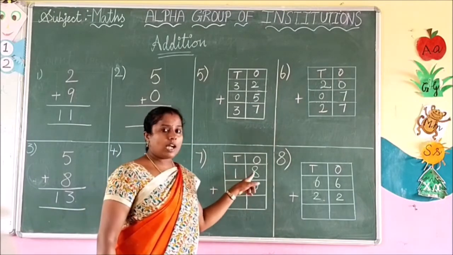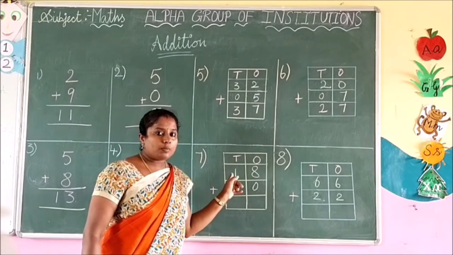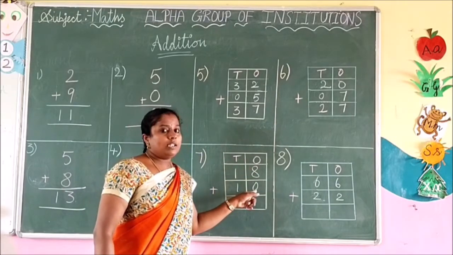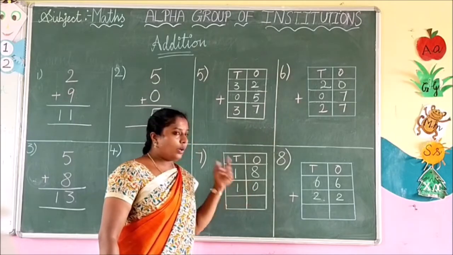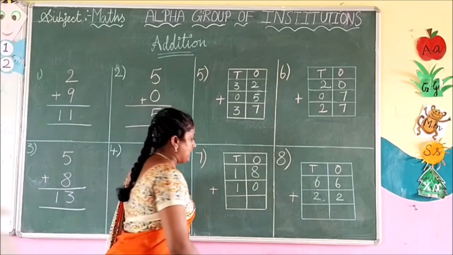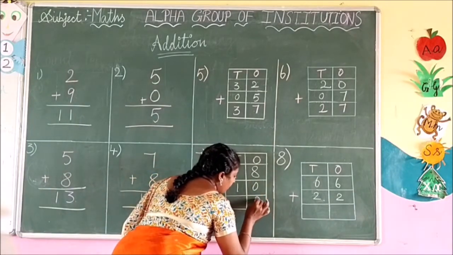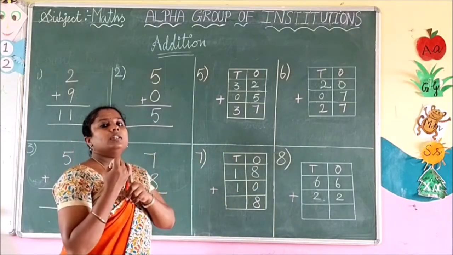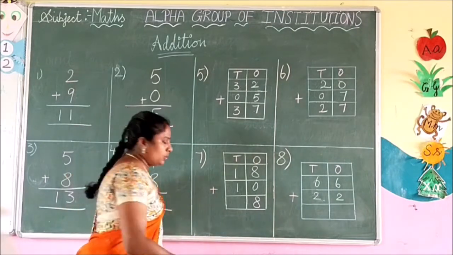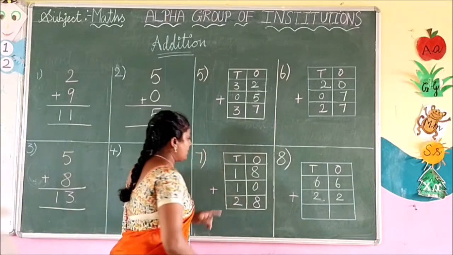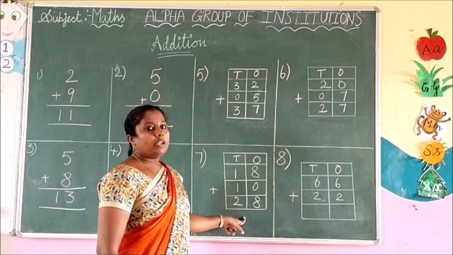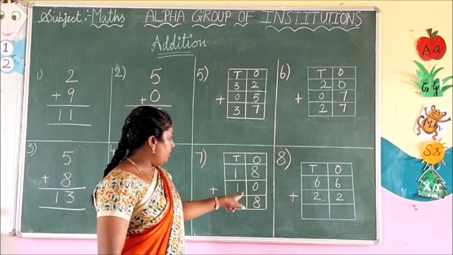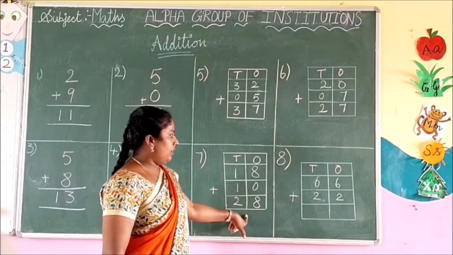So first we have to start from ones place or tens place? From ones place. So 8 plus 0, 8. The same number only will come. Then 1 plus 1. What is the number after 1? 2. 1 plus 1, 2. The answer is 18 plus 10 is 28.